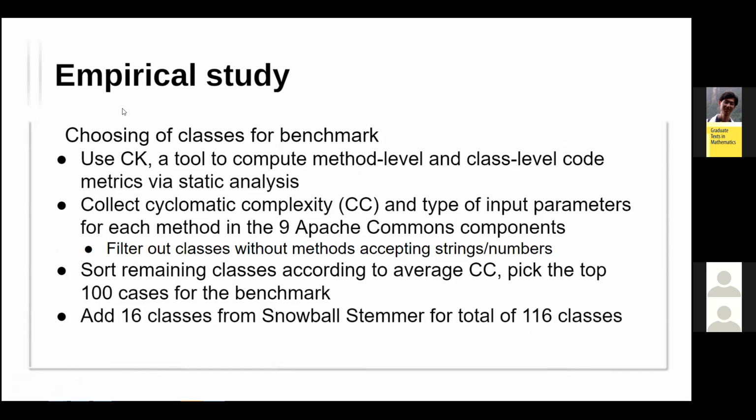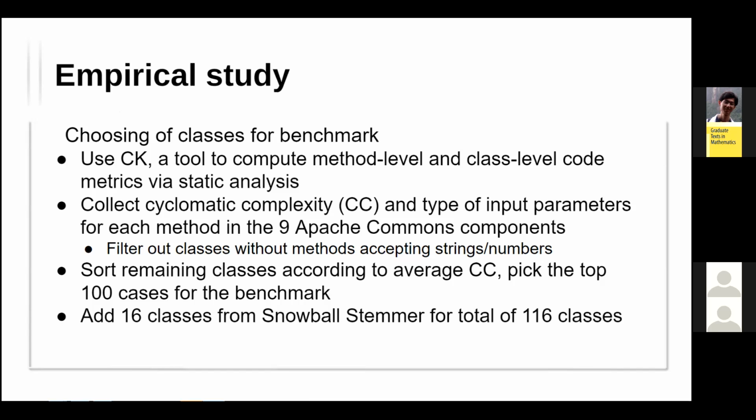They use this particular tool, CK, which is used to compute method level and class level code metrics. They collect the cyclomatic complexity, a measure of how many different paths you can take in the code, basically, and the type of input parameters for each method in the 9 components. They filter out classes that don't have methods that accept strings or numbers. This makes sense based on the logic we talked about earlier, that you want to pick classes that have the most string and numerical input to show off the new operator. Otherwise, it wouldn't make sense to choose them. Finally, they sort the classes based on their average cyclomatic complexity and pick the top 100 cases for the benchmark, so the ones with the most cyclomatic complexity, I'm assuming.